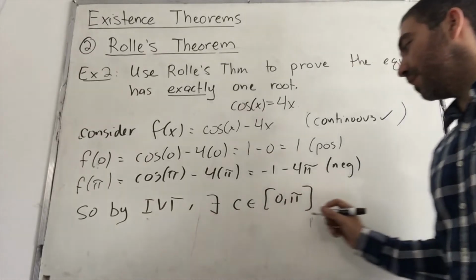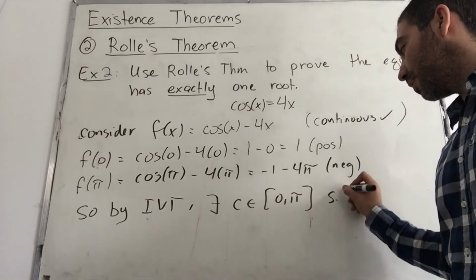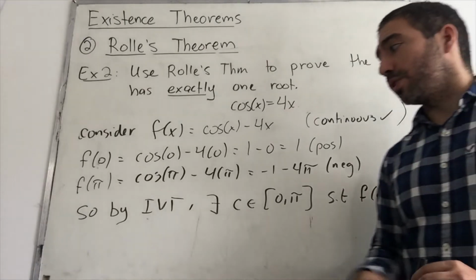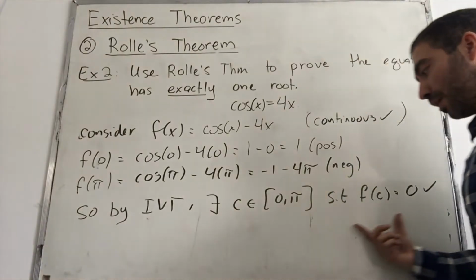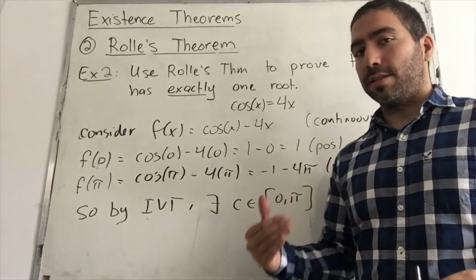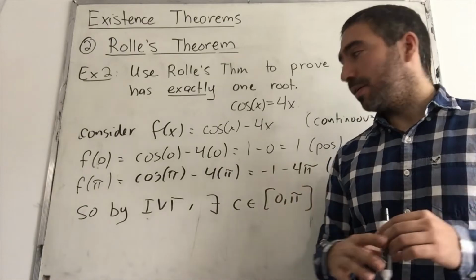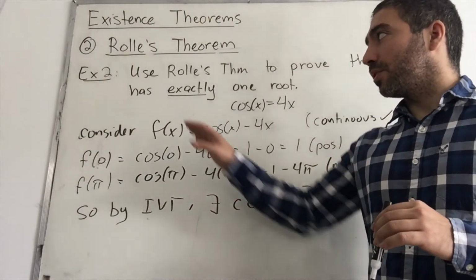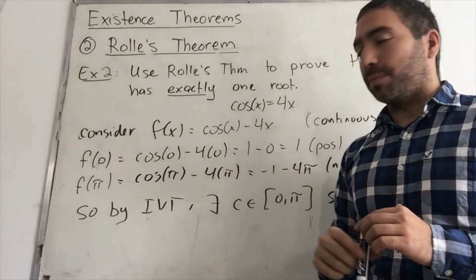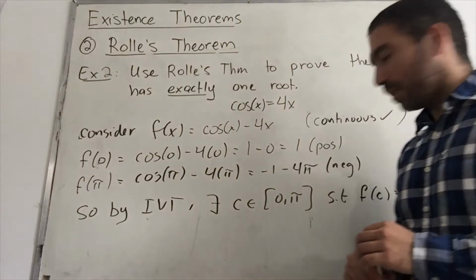So there exists a c in this interval from 0 to pi such that f of c equals 0. So there's at least one solution c in this interval where we have a root. We have to show that there is at most one c. Okay. So where there's exactly one c. So let's go ahead and apply Rolle's theorem. So let me just erase this and we'll do that.